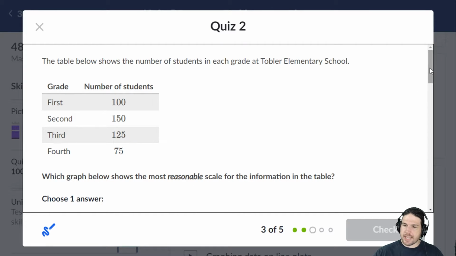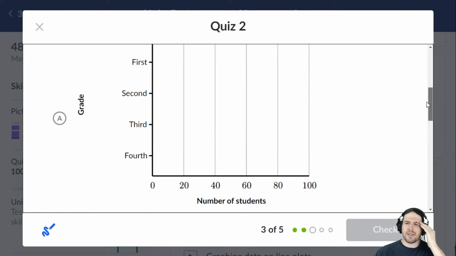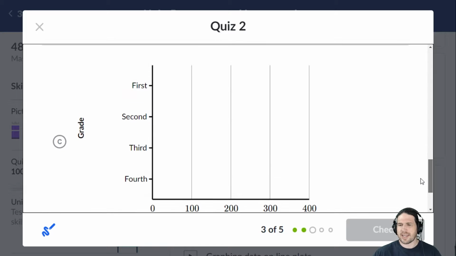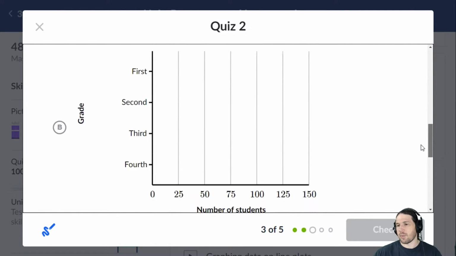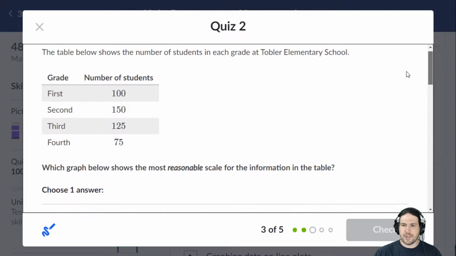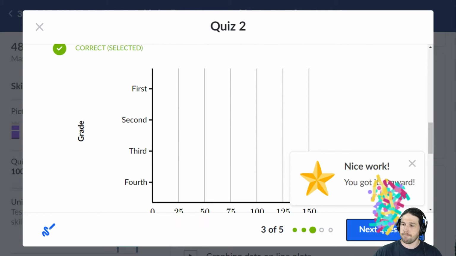Most reasonable scale. So it looks like 150 is the highest. You always want the number of students to be the vertical scale, although I guess it doesn't really matter. You can do sideways ones, so I guess it doesn't matter that much. In fact, all of these are sideways, so I guess that's fine. So 150 is the highest one, so the one with 150 is probably the best one. Hey, what do you know?